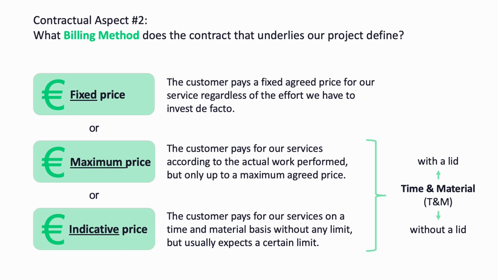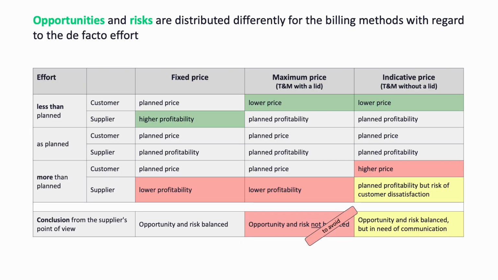However, and this is also important to know, the customer usually expects at least implicitly a certain upper limit, because in such a case T&M usually makes and communicates an estimate of the costs without a lid, and the expectation is of course that this estimate will not be arbitrarily overstated. Looking at these 3 variants, opportunities and risks are distributed differently between customer and supplier in terms of what the de facto effort looks like.